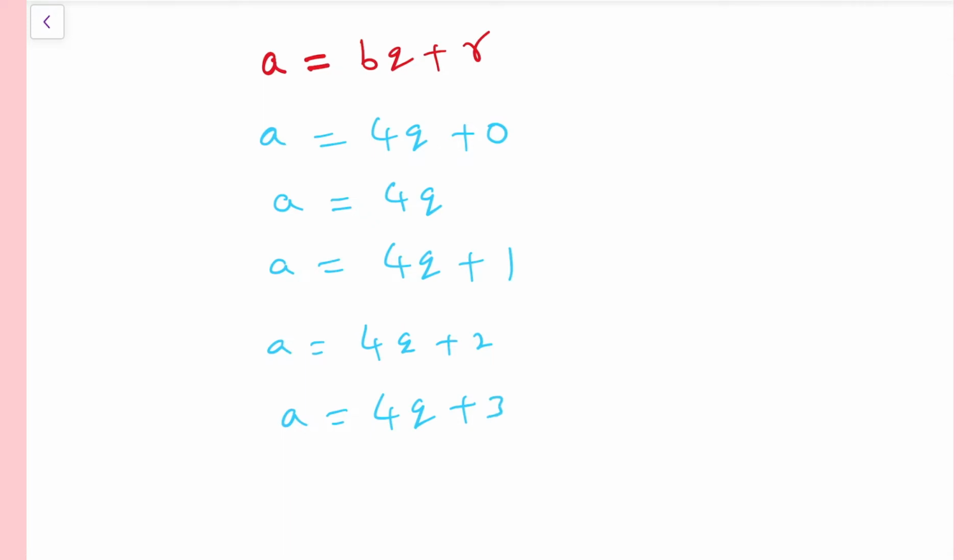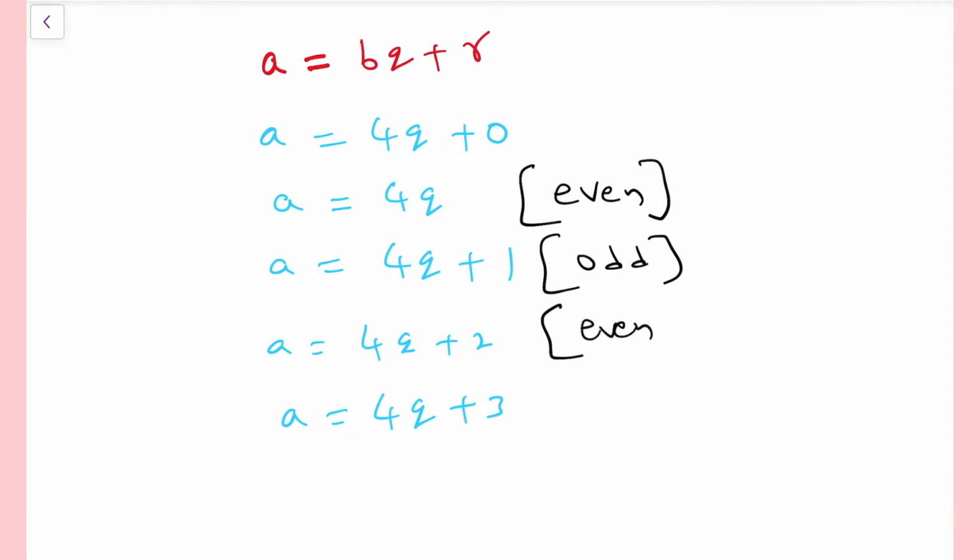Now let us check one by one here. Here there is no remainder, so this is even form. Then here plus 1 is there, so this is odd form. Then here plus 2 is there, so this is even form. Then here plus 3 is there, so odd form. So we can say that every positive odd integer is of the form 4q plus 1 or 4q plus 3.